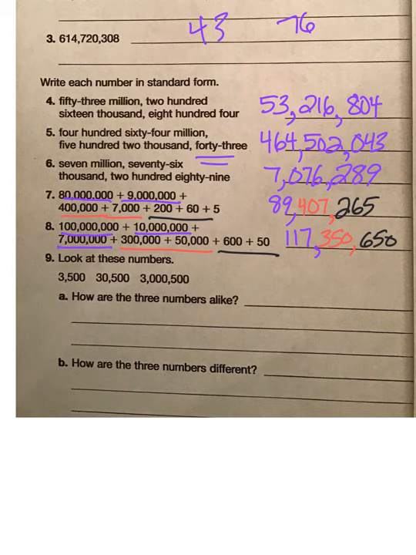Okay, for the next part, it says, look at the three numbers. How are they all alike? Well, some people said they all have a 3, a 5, and some zeros. That is true. But how they are all alike is they all have 500 in them. So all would have 500. How are they different? Well, the first one says 3,500. Okay, so that has 3 in the thousands place. In the second one, the 3 is in the 10,000s place. And in the third one, the 3 is in the millions place.